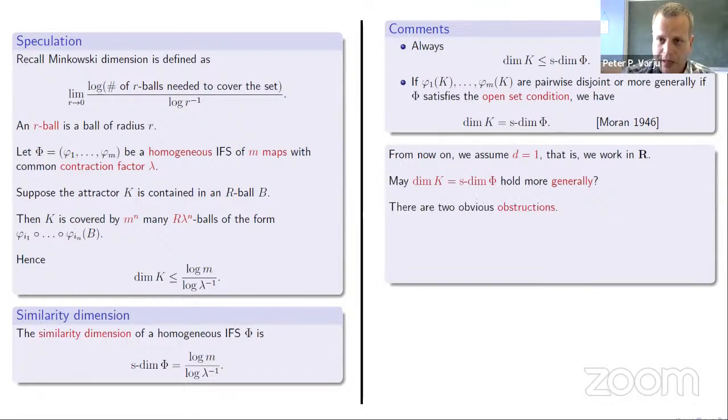Now, if you think about this, then you will realize that there are two rather obvious obstructions why this may fail. The first one is that the dimension of the self-similar set will never exceed the dimension of the ambient space, which is 1.